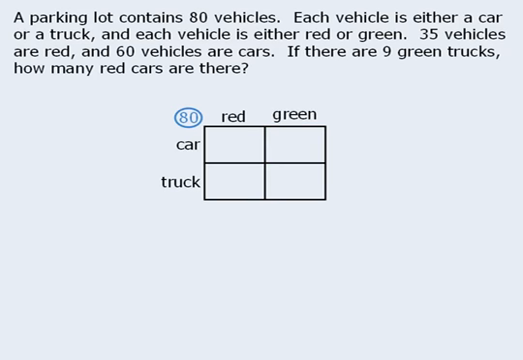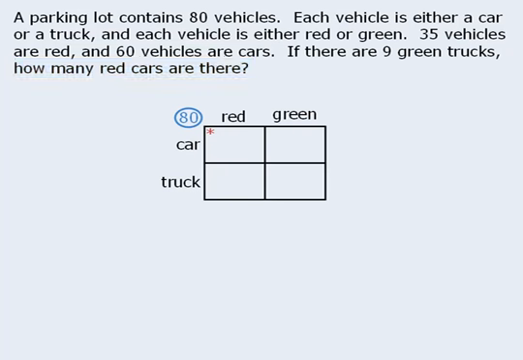Our ultimate goal will be to place each of our 80 vehicles in one of the four boxes, depending on the vehicle's characteristics. So in this box, we'll place red cars. In this box, we'll place green cars. In this box, red trucks, and in this box, we will place green trucks. Now the question asks us to find the number of red cars. So let's add this asterisk in this box to remind us of our goal.